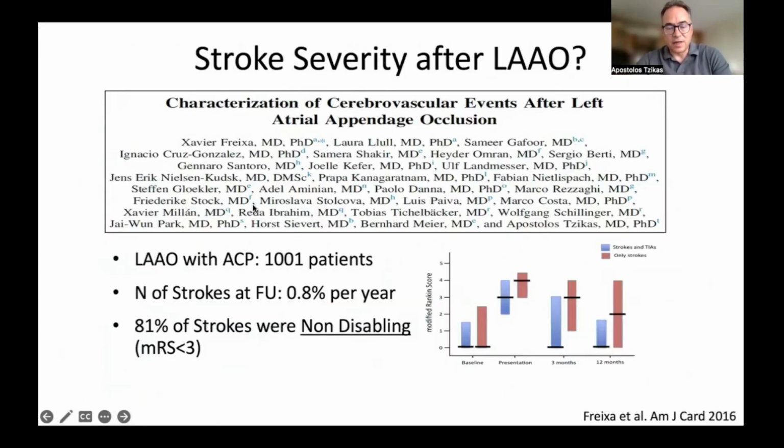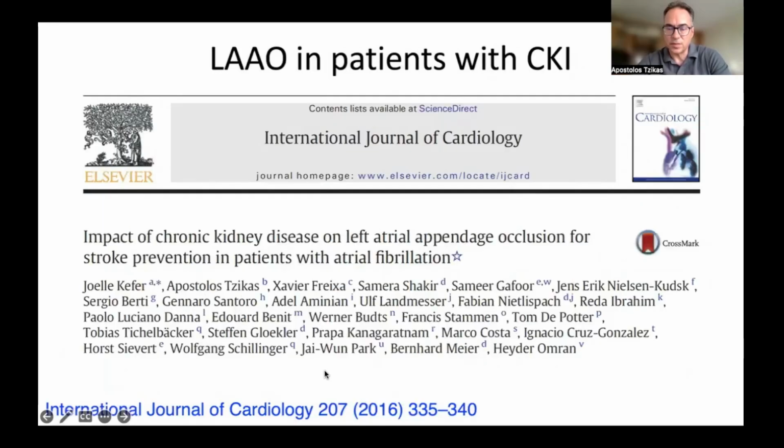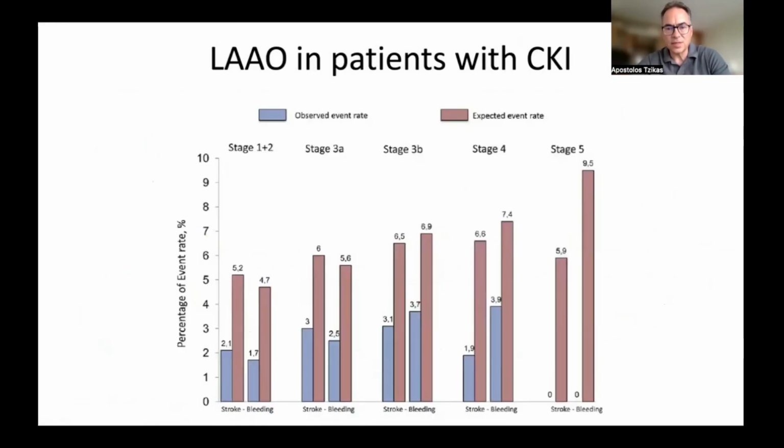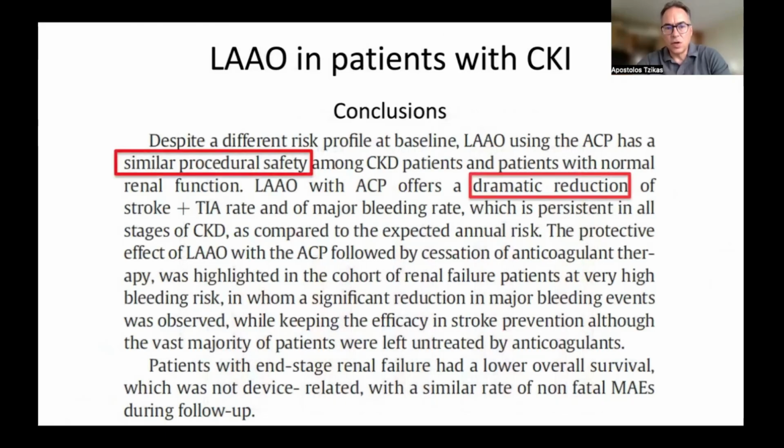The stroke severity after left atrial appendage occlusion is also very important. The few strokes that we have seen in this sub-study were mostly non-disabling. More than 80% of strokes were non-disabling, and this is a very important message for the patients. In patients with chronic kidney disease, we did a sub-study, and we found that they had similar procedural safety, and they still had a dramatic reduction of stroke, TIA, and bleeding.